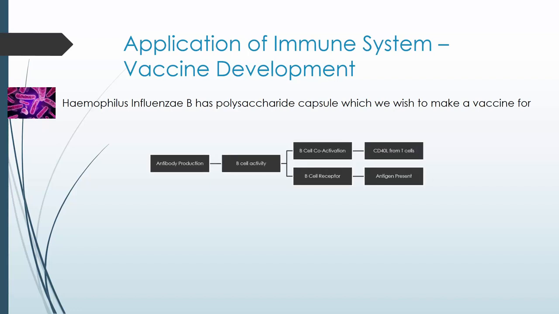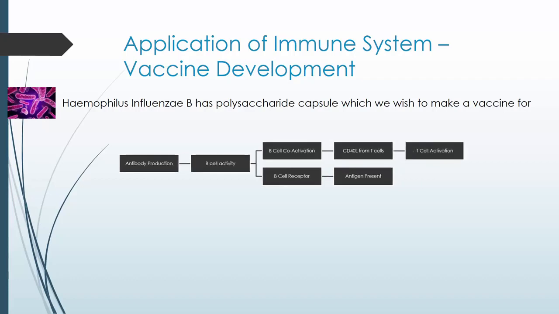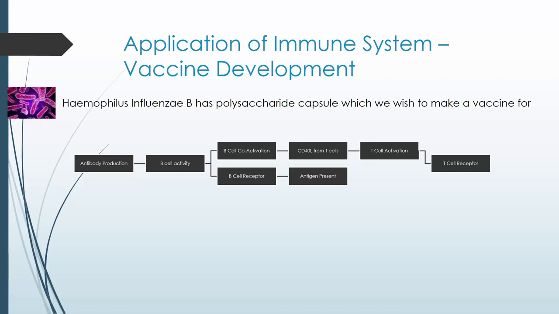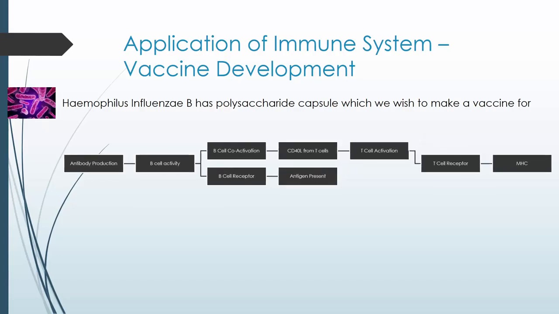All right, so now we need T cells active. And what do T cells need? Well, T cells are going to require, that's right, T cell receptor activation. We've got to trace it back. And what does a T cell receptor require? Well, a T cell receptor interacts with MHC.